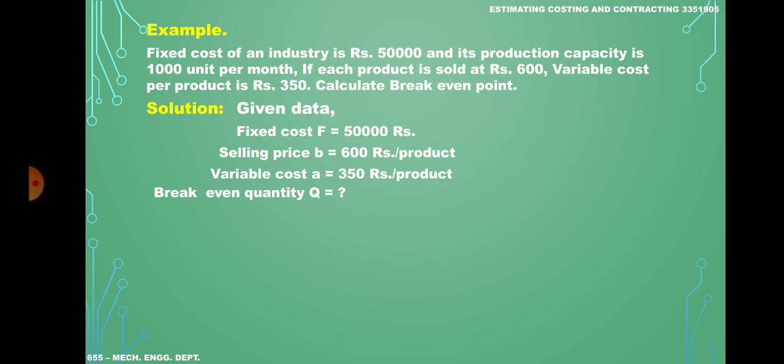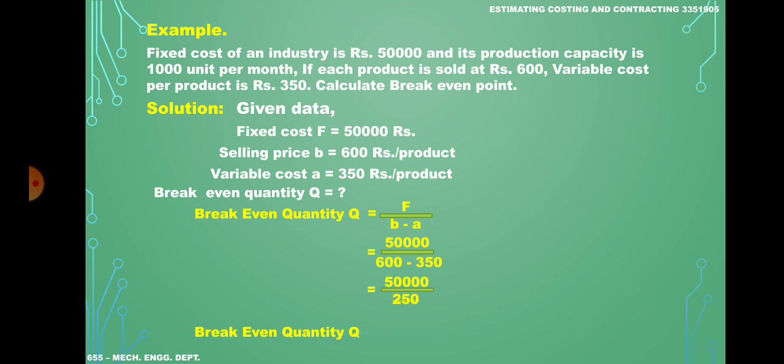What is the equation of break-even quantity? We have break-even quantity Q equals F divided by B minus A. What is the value of F? 50,000. What is the value of B minus A? 600 minus 350. So what is the equation we have? 50,000 divided by 250. So what is the value of break-even quantity Q? So break-even quantity Q equals 200 units.